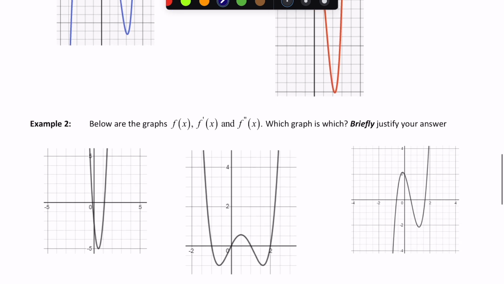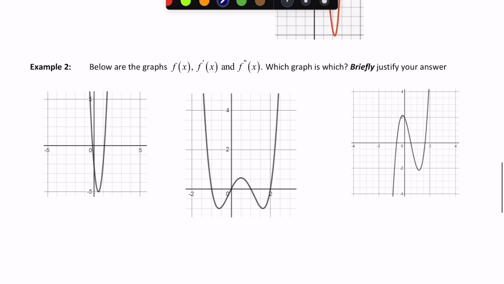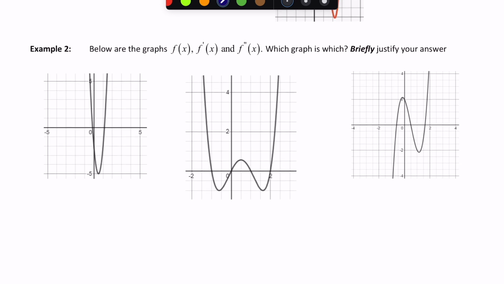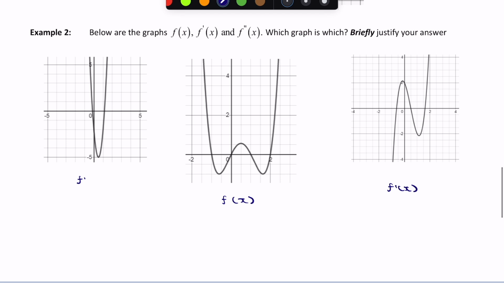Okay, so example 2 here. Again, it says below are the graphs of f of x, f prime of x, and f double prime of x. Which graph is which? Briefly justify your answer. So again, if we look here, we see that there's a degree 4, so that'd be f of x. Then we have a degree 3, which would be the f prime of x. And then again, it lowers by 1 to a degree 2, which would be f double prime of x.